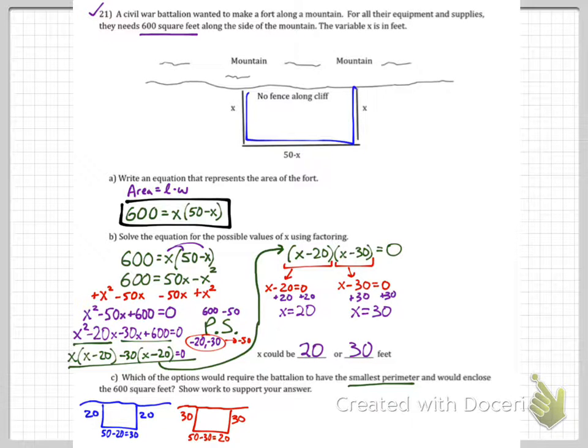So the perimeter of the first one, when x is 20, you get 20, 20, and 30, which adds up to 70 feet. And for the second one, when you plug in 30 for x, you get 30, 30, and 20, which means that perimeter is 80. So the first one, when x is 20, has the smaller perimeter.